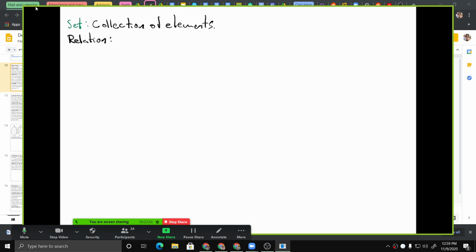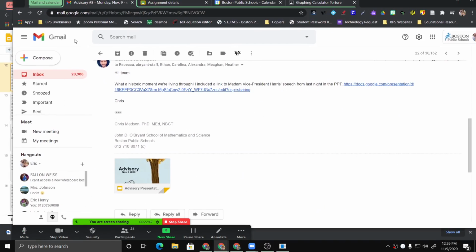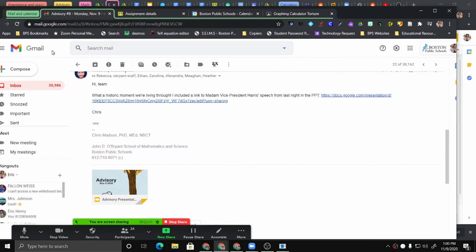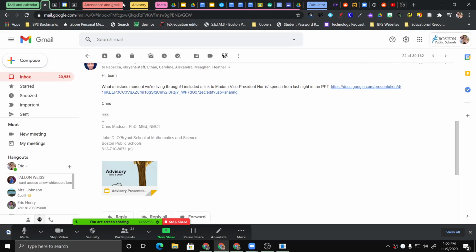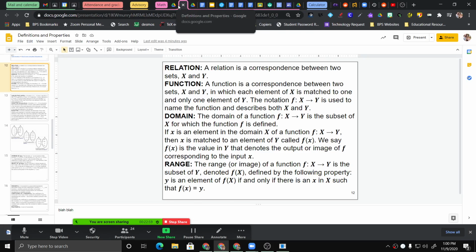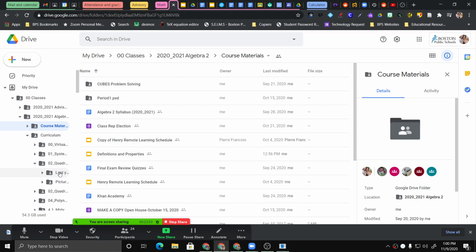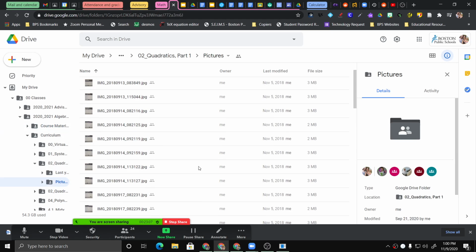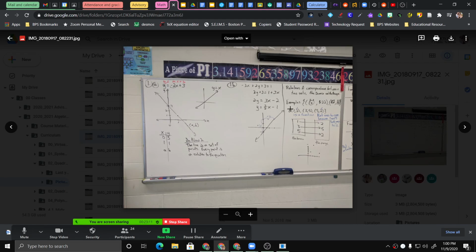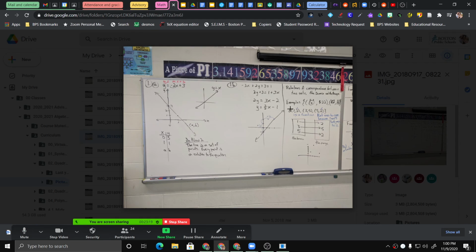A relation is a particular kind of set. It is a set consisting of correspondences between two other sets, the domain and range.